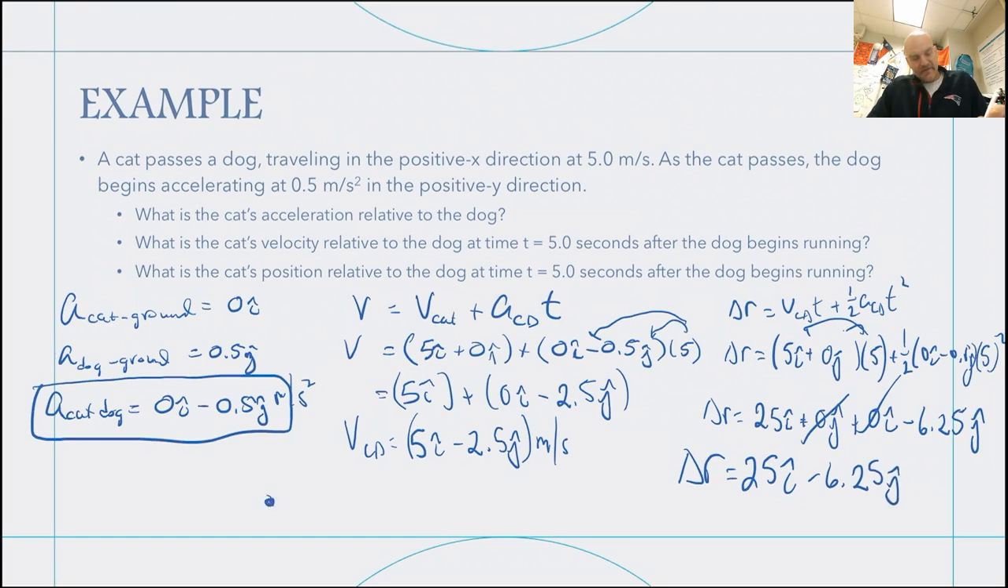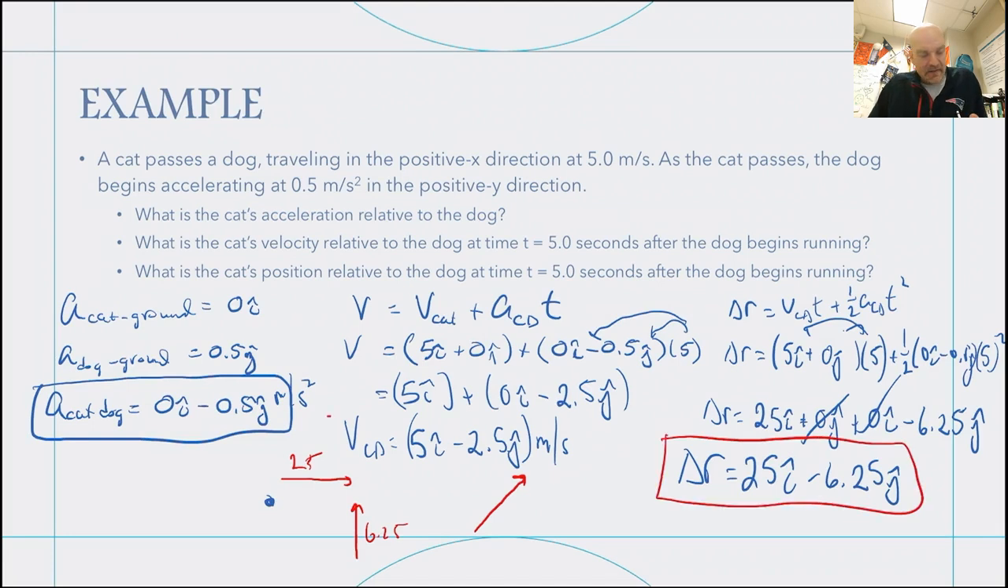So basically what's happening, if this is our initial position, the cat on its own has moved 25 meters this way, but what happens is the dog is moving this way, 6.25, okay? And so that's the cat's position relative to the dog. So it's kind of moved in this direction, right, according to the dog. And we don't have to find the magnitude of it. Sometimes you would have to do that if it says what is the magnitude of the position vector. But this one is just asking for what is the cat's position relative to the dog, okay?